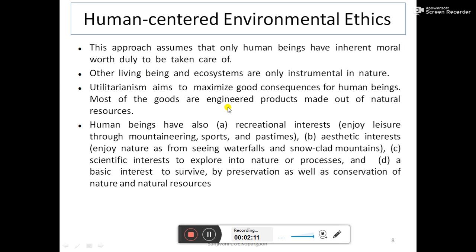Good consequences for human beings: most of the goods and engineered products are made out of natural resources. Human beings also have recreational interests, enjoying leisure through mountaineering, sports and pastimes. Aesthetic interests, enjoying nature by seeing waterfalls and snow-clad mountains. Scientific interest to explore nature and its processes, and a basic interest to survive through preservation as well as conservation of nature. So most of the time humans are enjoying the environment, so they must take care of it.